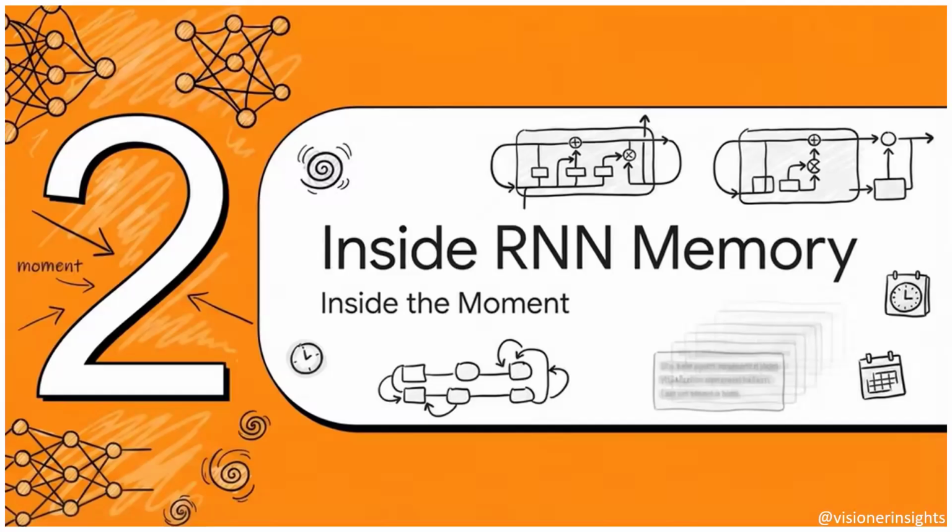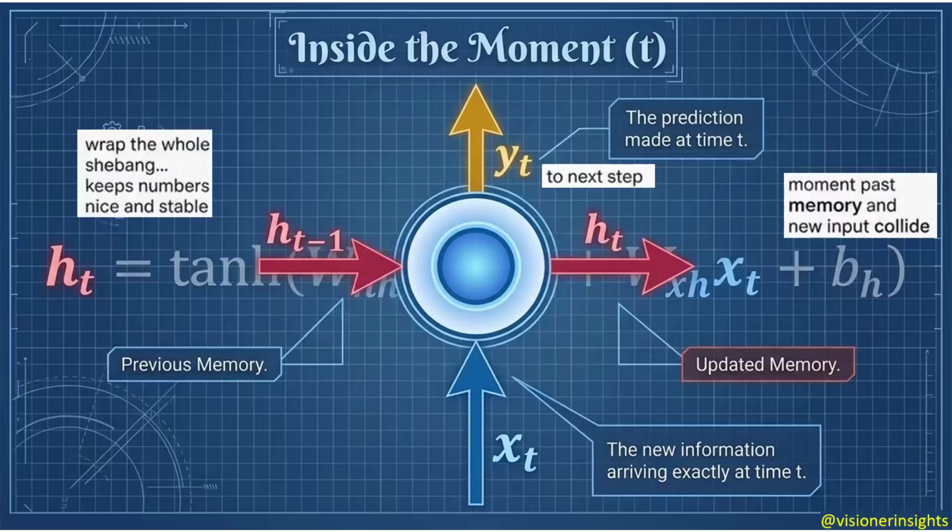Section 2, Inside the RNN Memory. Now you might be wondering, what exactly happens inside that single cell, the literal moment past memory and new input collide? Well, look at how elegantly the math handles this. The equation for the updated memory, the new hidden state h at time t, simply takes the previous memory, multiplies it by a weight matrix, and adds it to the new input multiplied by its own weight matrix. You toss in a bias, wrap the whole shebang in a tanh activation function just to keep the numbers nice and stable, and boom, you've got your updated memory completely ready to be passed to the next step.